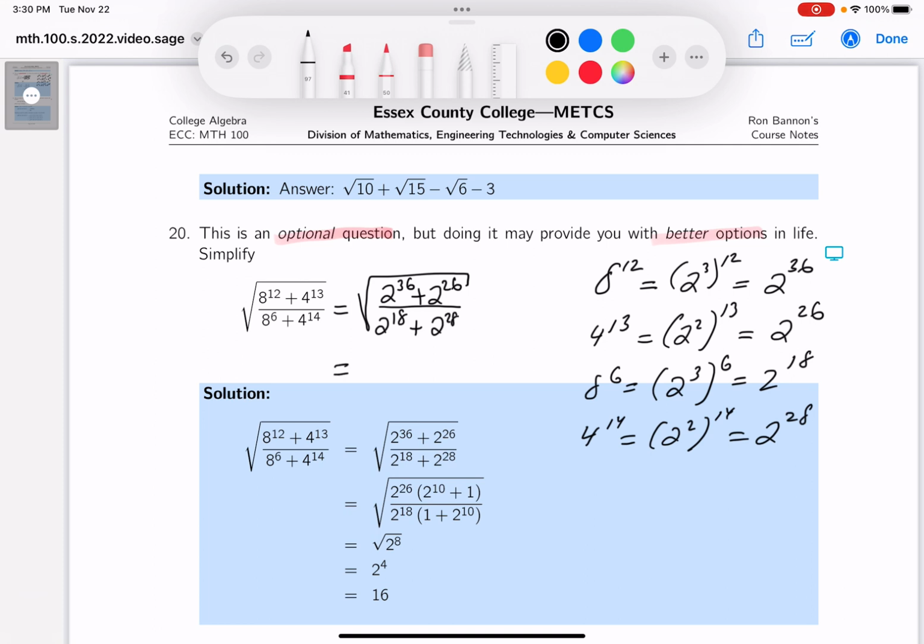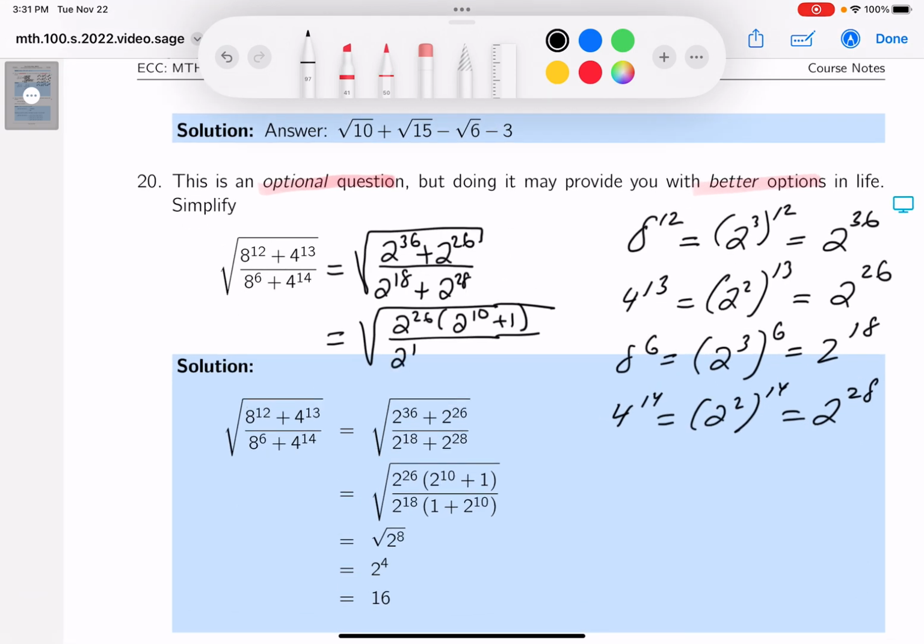I'm going to factor the top, and I'm going to factor the bottom. On the top, the biggest factor I see is 2 to the 26, and what's left over is 2 to the 10th plus 1. On the bottom, the biggest factor I see is 2 to the 18th. What do I have over there? 1 plus 2 to the 10th.